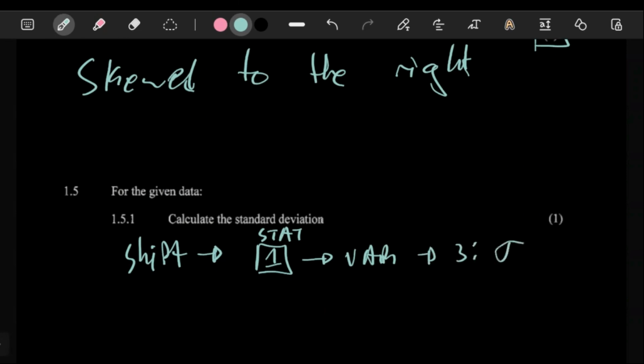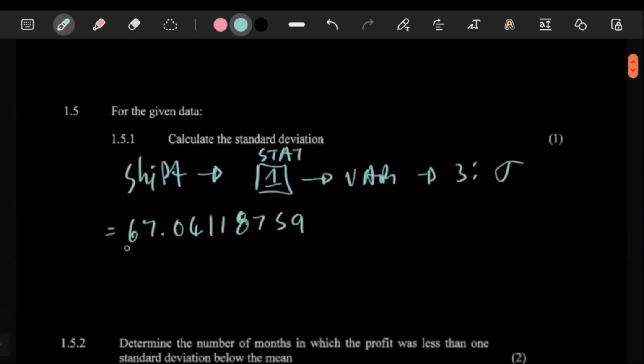Looks like this. So if you press that button, your calculator is giving you 67.04118759. But remember, your answer needs to be in thousands of rands. So if you multiply this by 1,000, you're going to have this number. If you round it off to 2 decimal places, it's going to be 0.88.